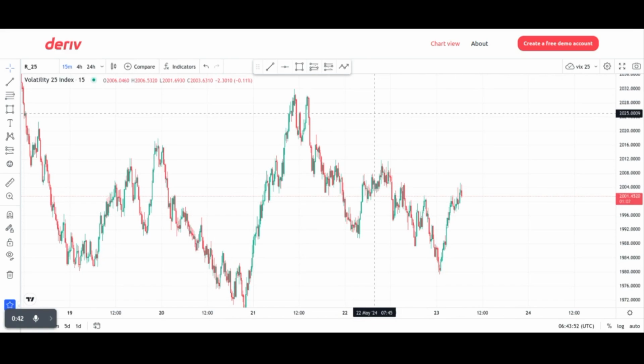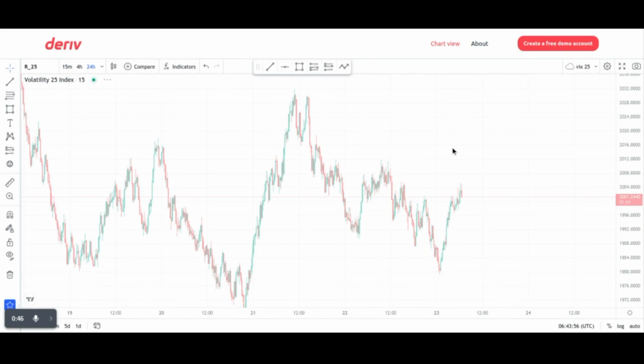Number one thing is to go on the daily time frame, which is the 24 hours time frame. What am I looking for here is just to get the direction of the market, that is where the market is facing, the market trend. That is what I usually look for on the 24 hours time frame.